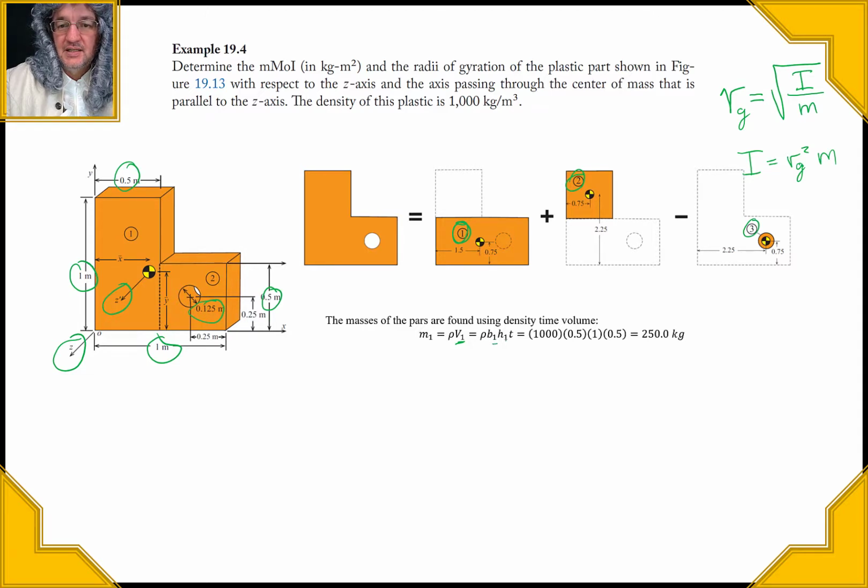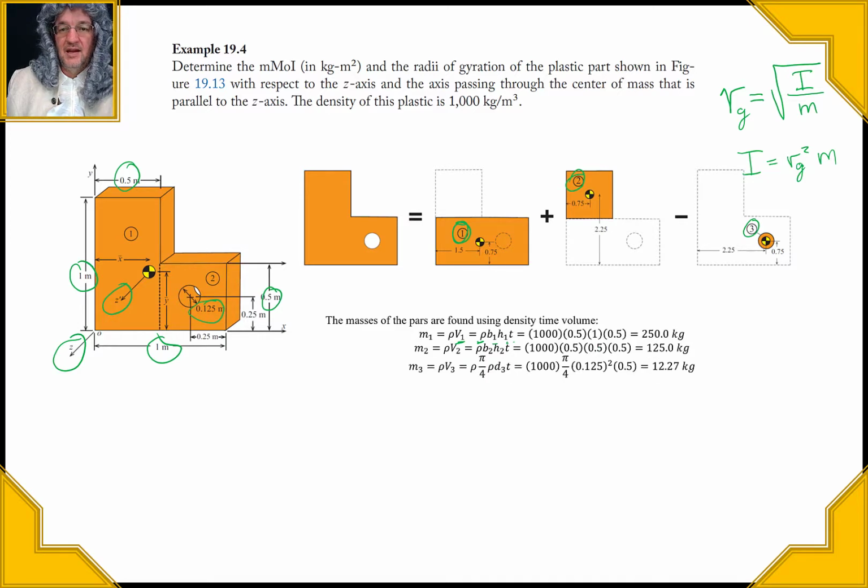So this is just base times height times thickness, and of course times density. And then I'm able to get the mass of that, and the mass of part 2 is similar, but with different dimensions. And then the mass of the little cylinder that's going to end up being subtracted is right there.